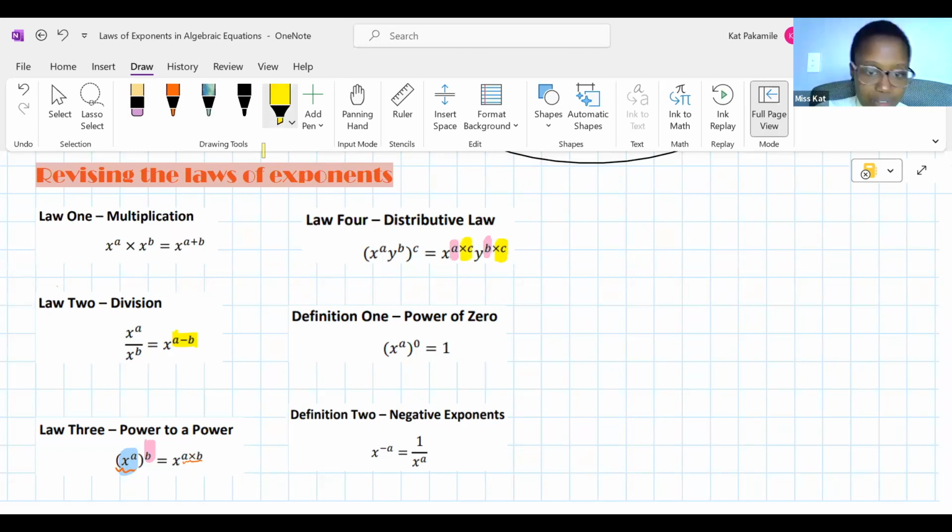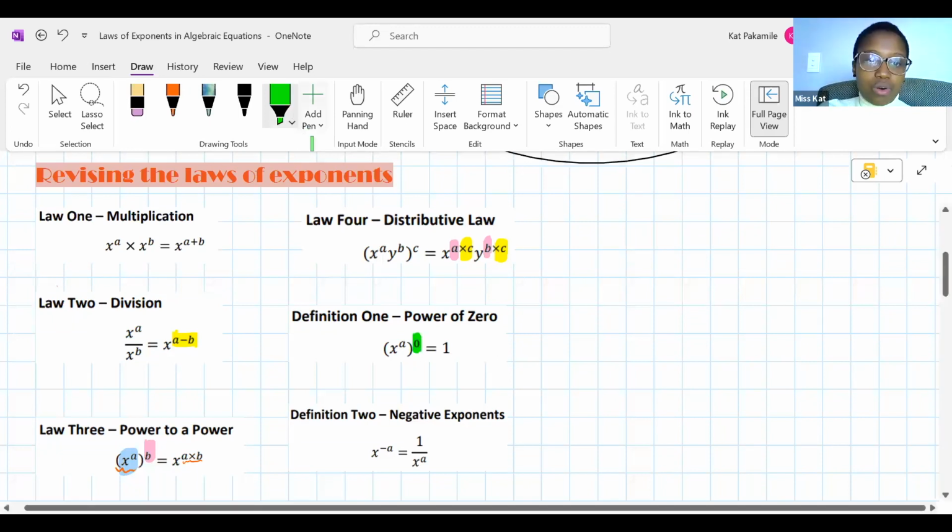And then we have two definitions, okay? The first one is any number raised to the power of 0 is equal to 1. So if I give you any complicated bracket that's messy, or your teacher does it, but then they raise it all to the power of 0, your answer is just a 1.